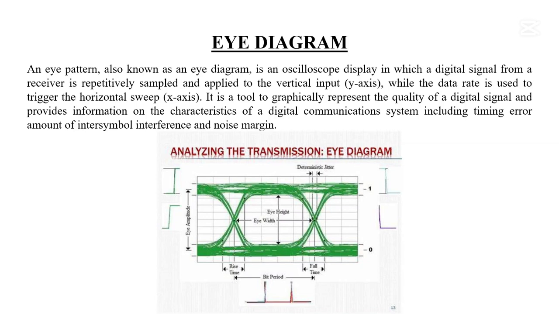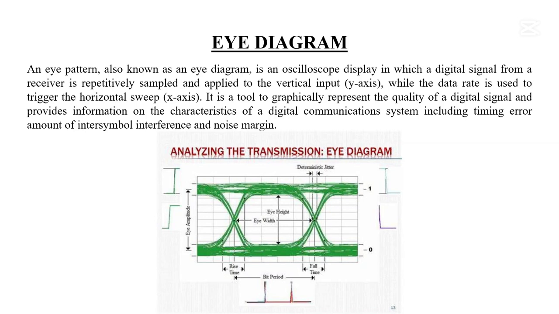What we do here is use an oscilloscope, actually a digital storage oscilloscope, and connect the receiver to it. Or, if we want to analyze this on a laptop, we can use MATLAB, and we will see a graph like this. And why is it called an eye diagram? Because the structure is just like a human eye.